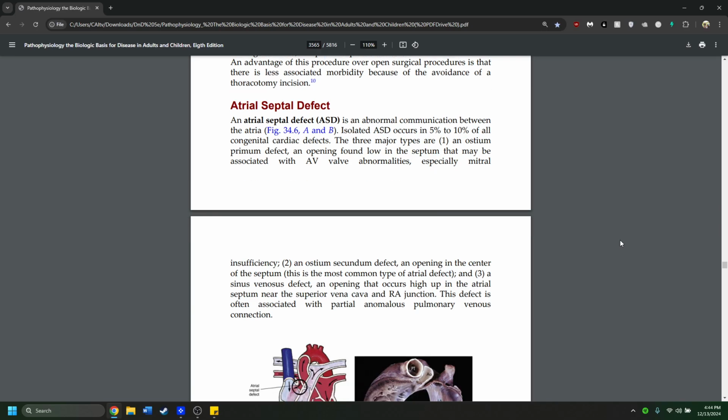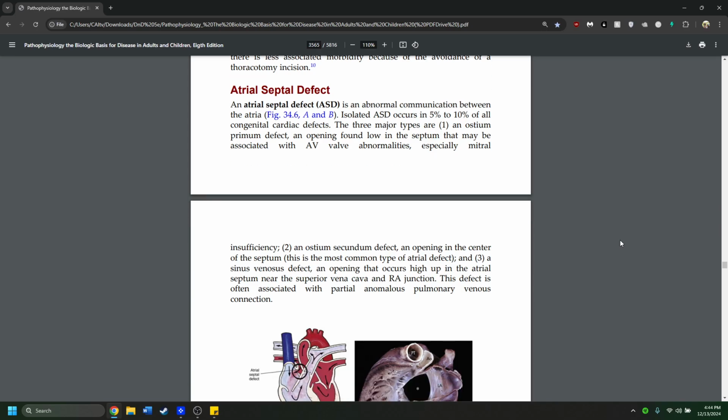So what does that leave us with? An atrial septal defect. An atrial septal defect is an abnormal communication between the atria. Isolated atrial septal defect occurs in 5 to 10% of all congenital cardiac defects. The three major types are: 1. An ostium primum defect, an opening found low in the septum that may be associated with AV valve abnormalities, especially mitral insufficiency. 2. An ostium secundum defect, or an opening in the center of the septum. This is the most common type of atrial defect.